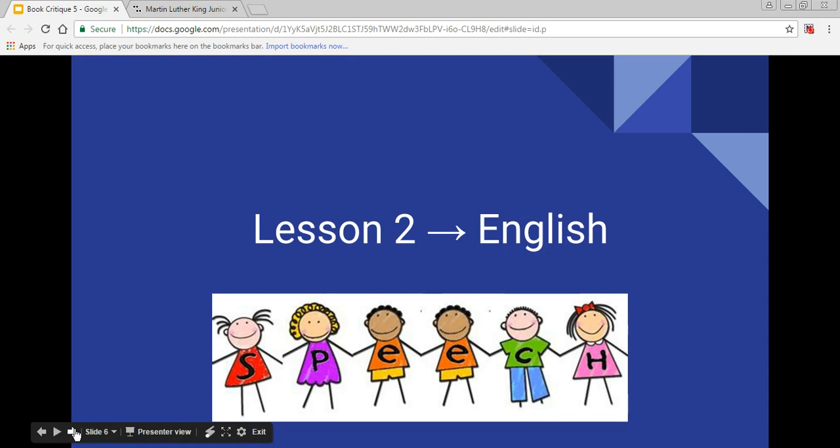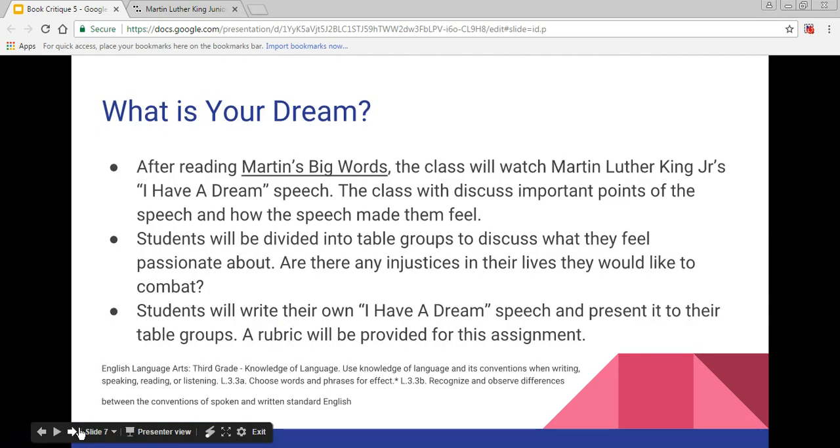The second lesson I did is an English lesson. After reading Martin's Big Words, the class will watch Martin Luther King Jr.'s I Have a Dream speech. The class will discuss important points of the speech and how the speech made them feel. Students will be divided into table groups to discuss what they feel passionate about. Are there any injustices in their lives that they would like to combat, or even in their environment, or that they see among their friends? The students will write their own I Have a Dream speech and present it to their table groups. A rubric will be provided for this assignment.